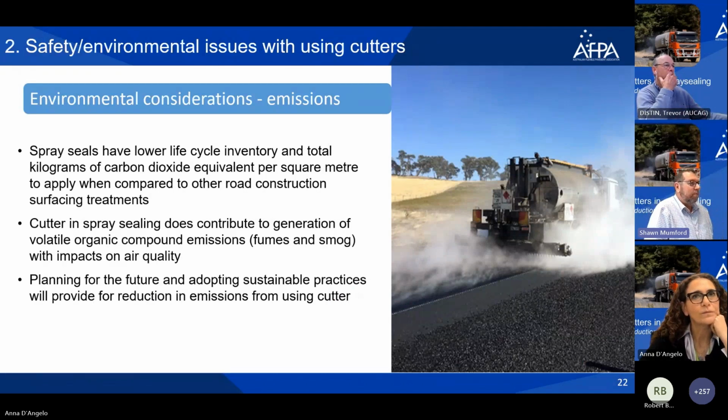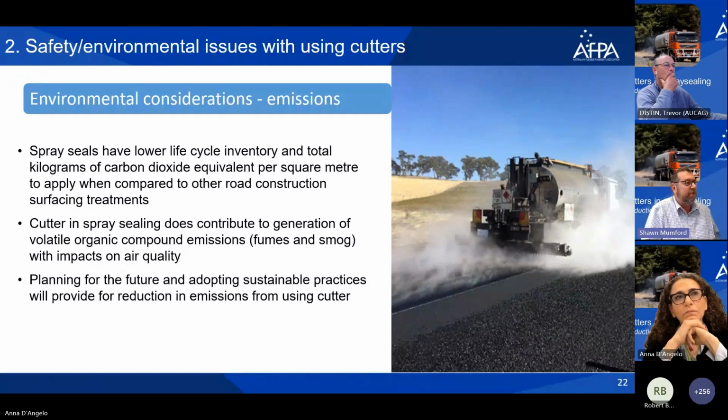And I thought it was also worth mentioning, while we're talking around safety and environmental issues with using cutters, that as an industry, spray seals actually have a lower life cycle inventory and total kilograms of carbon dioxide equivalent per square metre generated to apply when compared to other road construction surfacing treatments. So, we are an industry or a treatment that's available, that's already got a slightly lower footprint than some other treatments that are available out there.